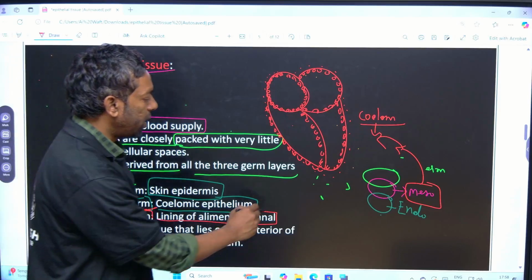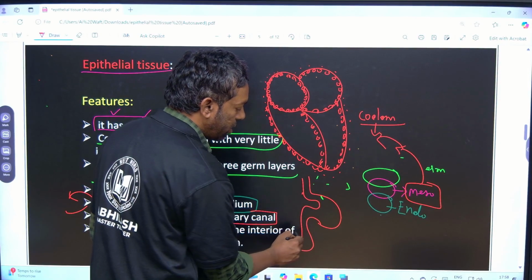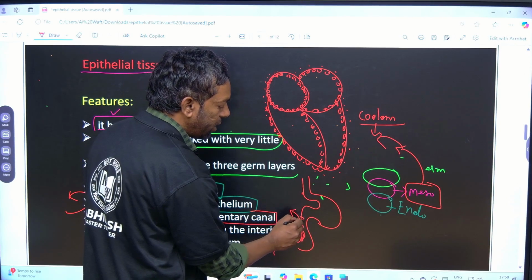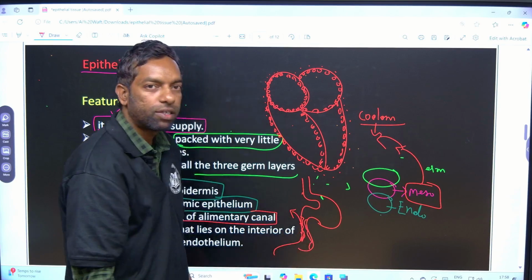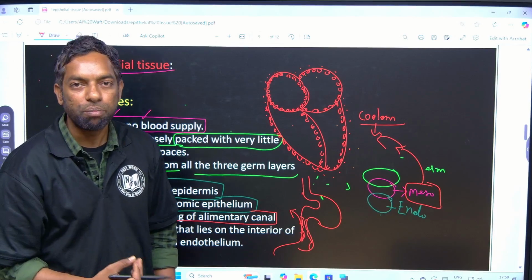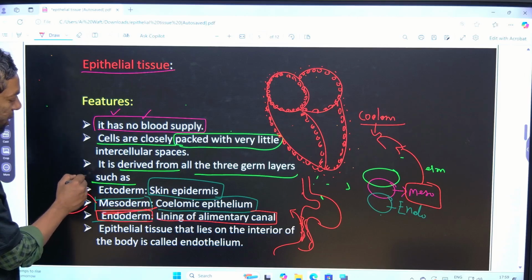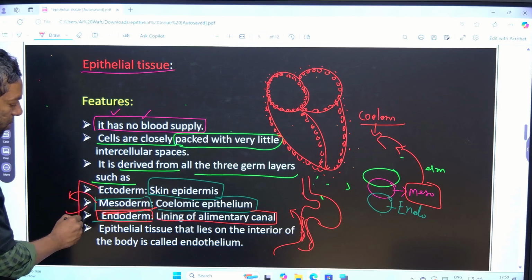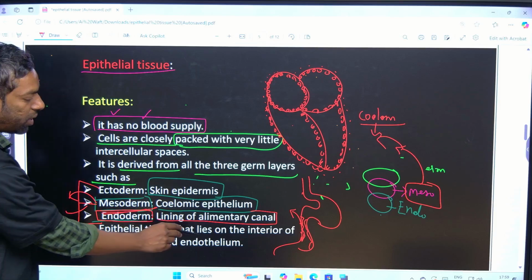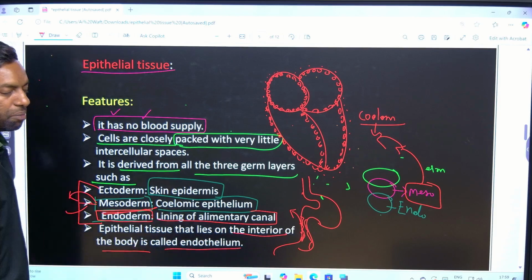This is the alimentary canal. This is the small intestine. Small intestine walls are developed through the epithelial tissue. For example, glandular epithelium. So, in this way, epithelial tissue developed from the ectoderm, endoderm and mesoderm, guys. The epithelial tissue that lines the interior of the body is called endothelium.